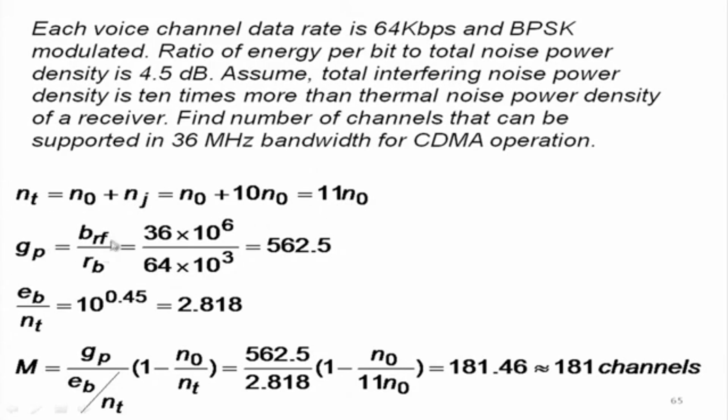GP, with BRF given and RB given, comes out to 562.5. EB by NT comes out to be 2.818, when the dB value is put into a ratio. So m is GP by EB by NT, 1 minus N0 by NT. You put in the numbers and you get 181.46. So it is roughly about 181 channels. This is how the estimation can be done.